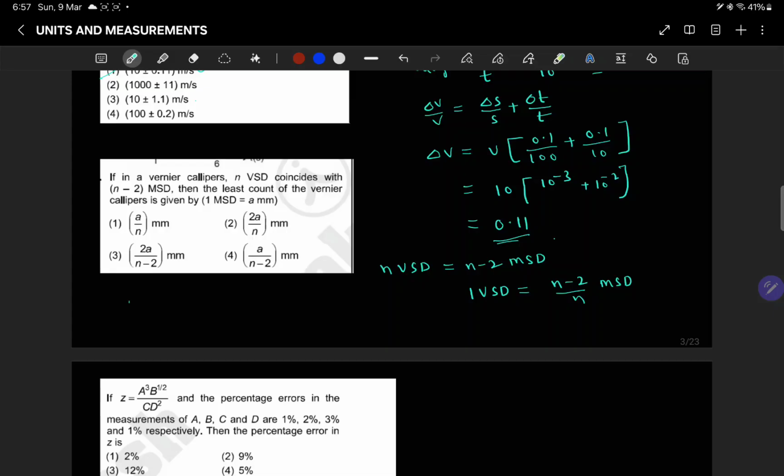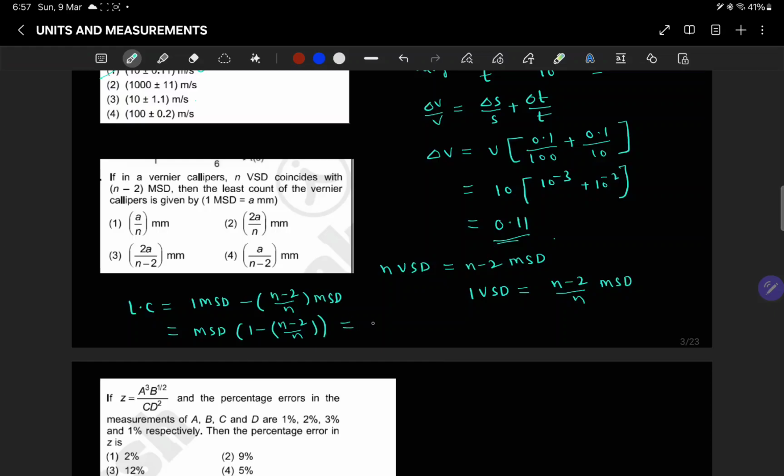So what is least count? Least count equals 1 MSD minus 1 VSD, as given in the question. 1 VSD is nothing but (n minus 2) by n MSD. So MSD is common here, okay. 1 minus (n minus 2) by n, correct? Now after simplification.